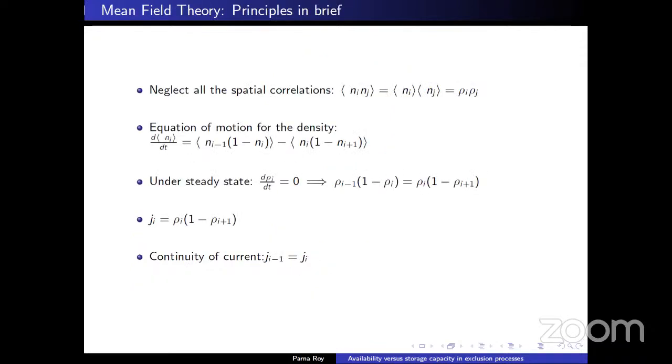Now these are the basic principles of mean field theory. Here we have neglected all the spatial correlations, that is, the 2-point correlation function has been decoupled into the product of two 1-point functions. So the equation of motion for the density, d rho_i by dt, becomes rho_{i-1} into (1 minus rho_i) minus rho_i into (1 minus rho_{i+1}), where rho_i is the mean particle density at the ith site of the TASEP. But at the steady state, since d rho_i by dt equals 0, these two quantities, rho_{i-1} into (1 minus rho_i) and rho_i into (1 minus rho_{i+1}), are the same. Again, the current at the ith site, J_i, equals rho_i into (1 minus rho_{i+1}). So these two quantities are the same. It means current is continuous in the TASEP in the steady state.